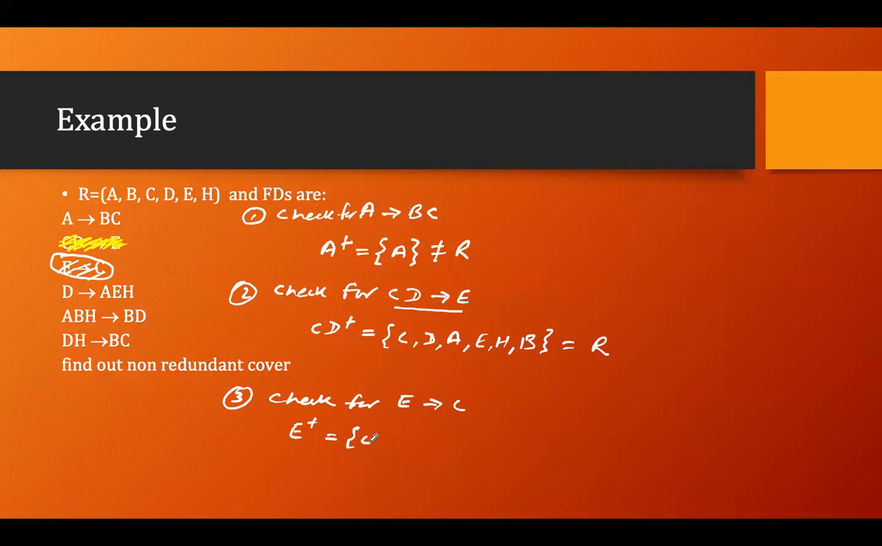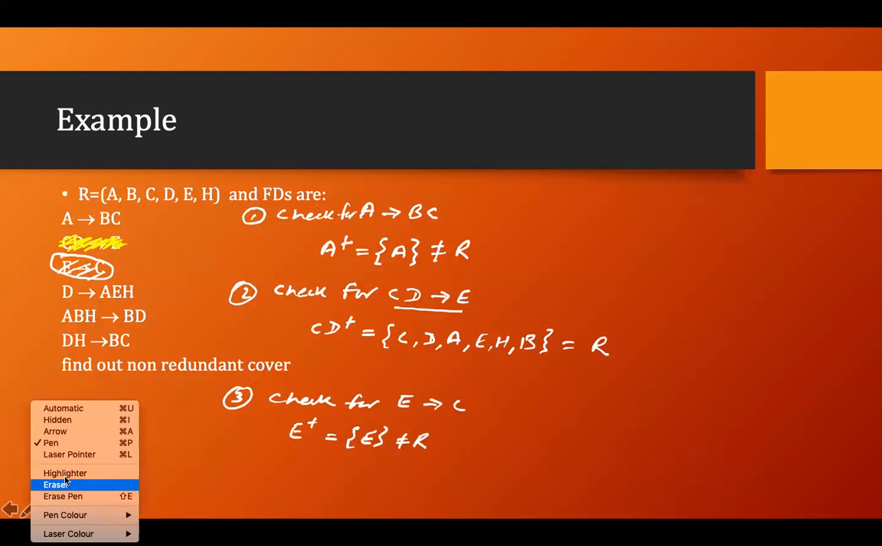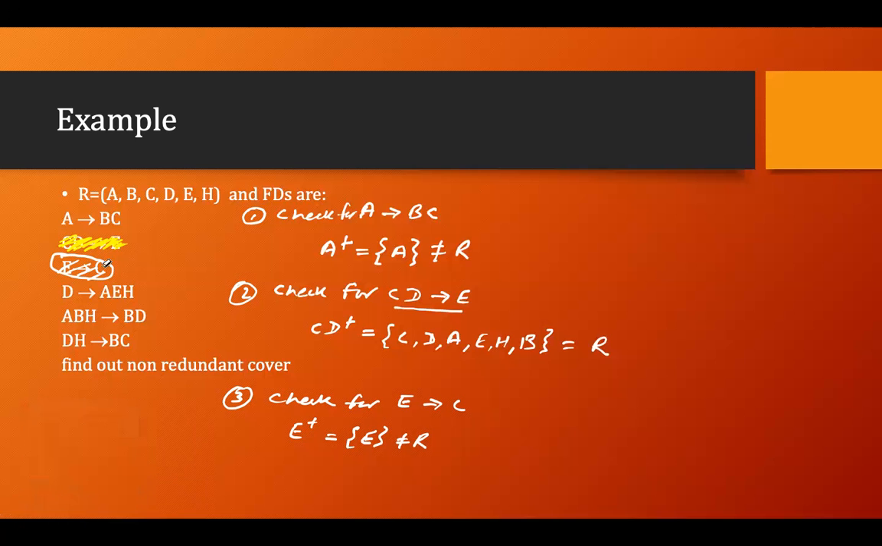E closure will be E. Now, is E determining anything? If you see here, E doesn't determine anything. It means that it is not equal to R. It means that we need this functional dependency. This functional dependency is not a duplicate functional dependency. So we have checked the third one and found out that we require this functional dependency. Now let's go for the next one, which is the fourth one.